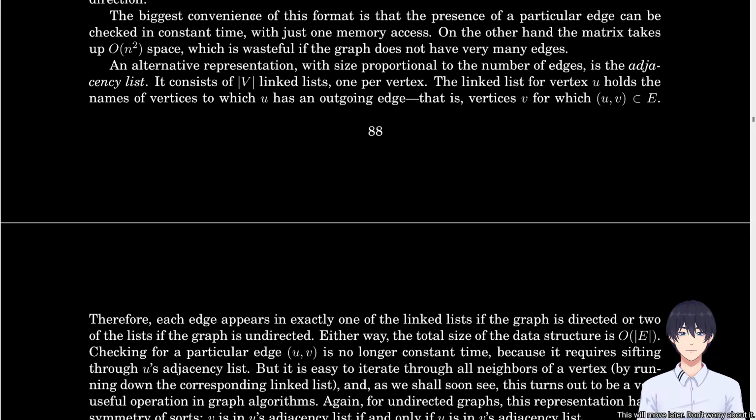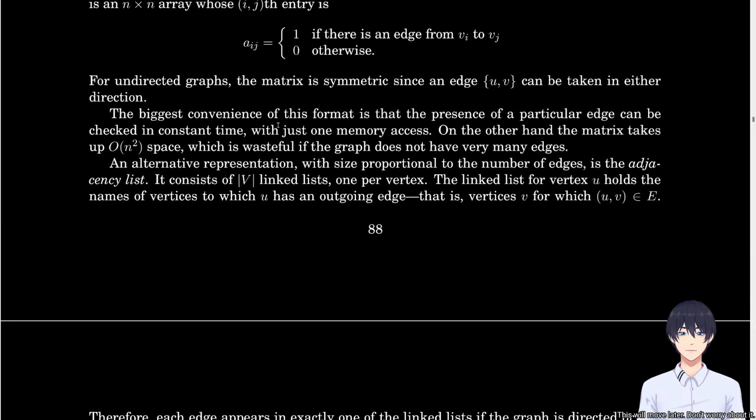The biggest convenience of this format is that the presence of a particular edge can be checked in constant time with just one memory access. I believe that. On the other hand, the matrix takes up O of n squared space, which is wasteful if the graph does not have very many edges. Like if it's a sparse graph, then most of these things will be 0. In which case it might be more efficient to store this in some other form.